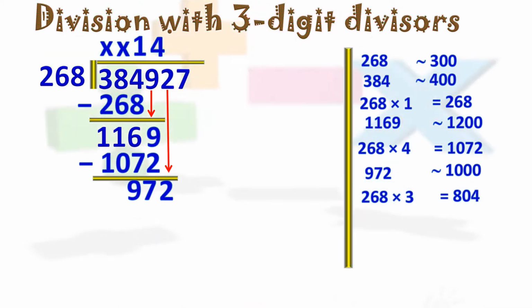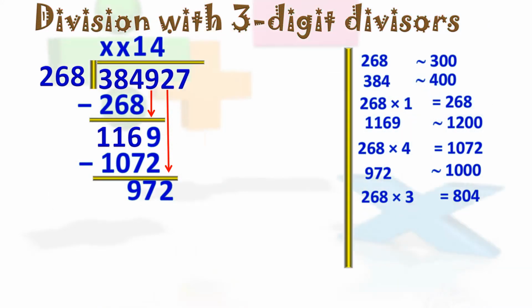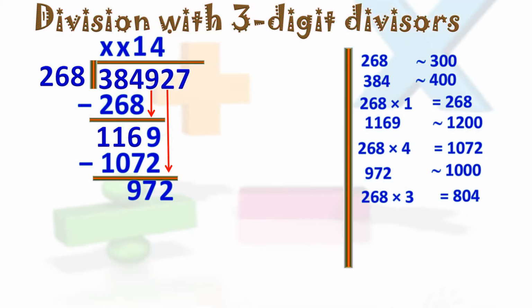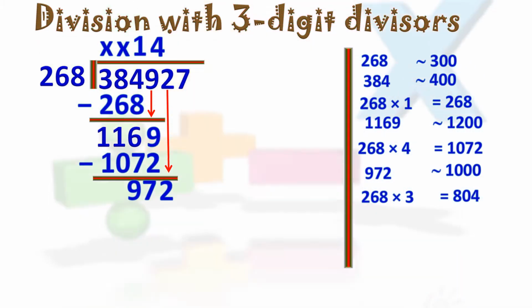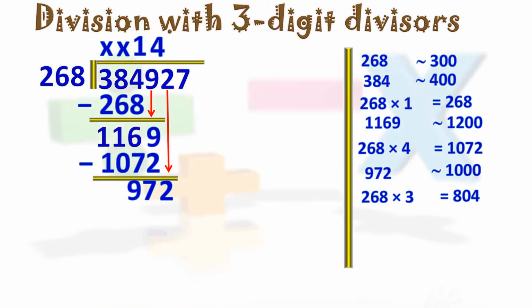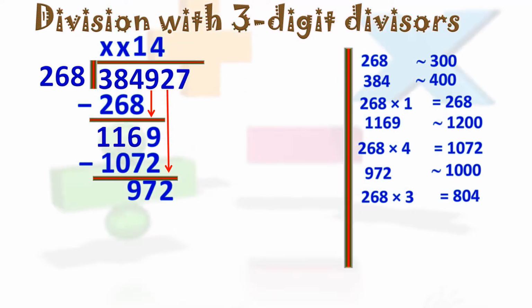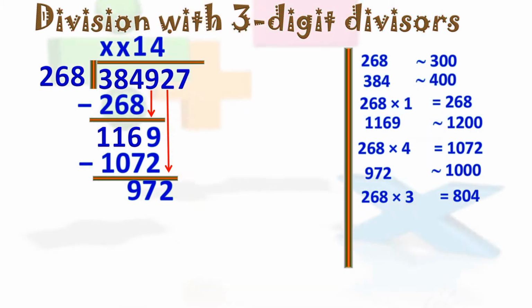So likewise, now we have 972, which when rounded up is 1000, and we have already rounded up 268, which is 300. So 300 will go 3 times in 1000. So let us see 268 into 3 is what? Oh yes, it is 804, which is lesser than 972. So that means 268 will go 3 times in 972.